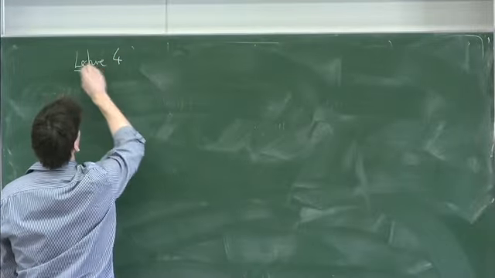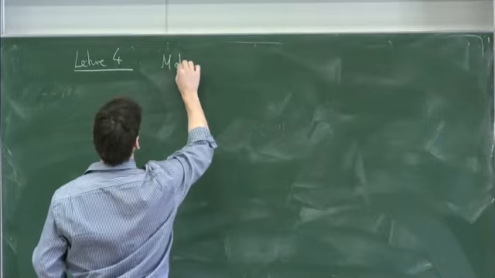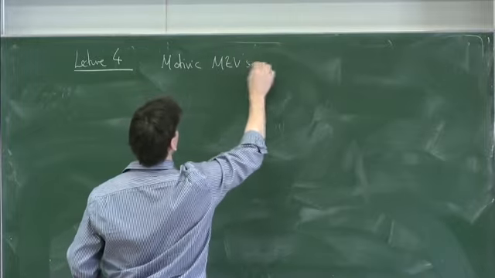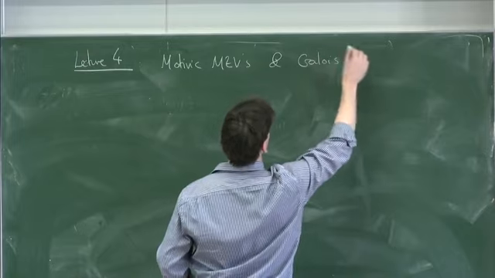Lecture 4. Motivic multiple zeta values and Galois action or coaction.